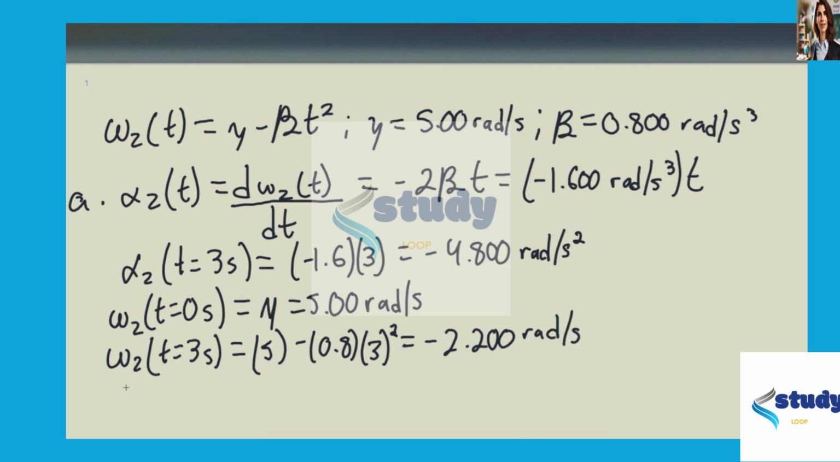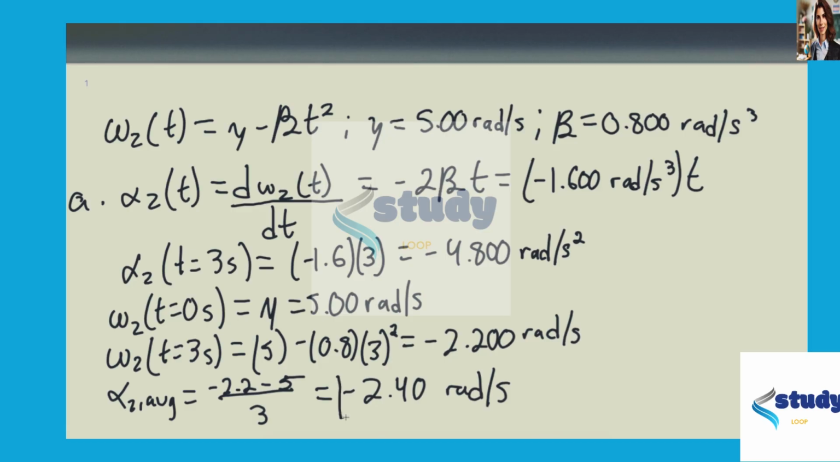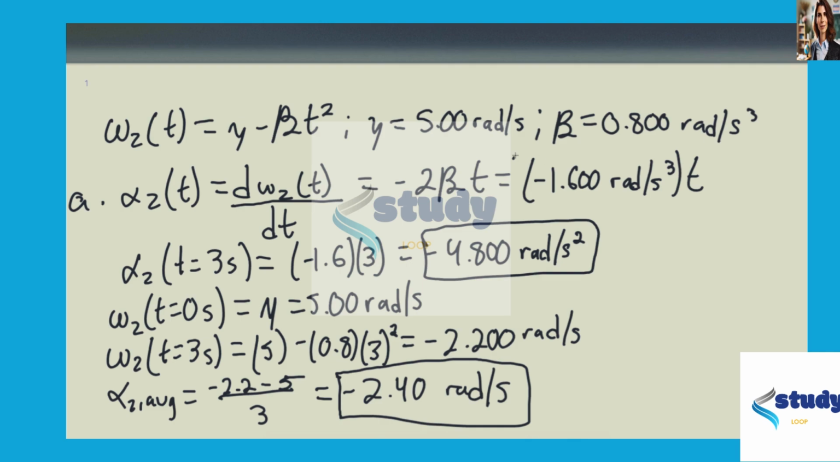To find alpha z average, you just take the difference of these two values divided by time. So it would be negative 2.2 minus 5 divided by 3. And this is going to be negative 2.40 radians per second squared. So this would be your second answer. This would be your first answer. And this would be the general formula for the angular acceleration.